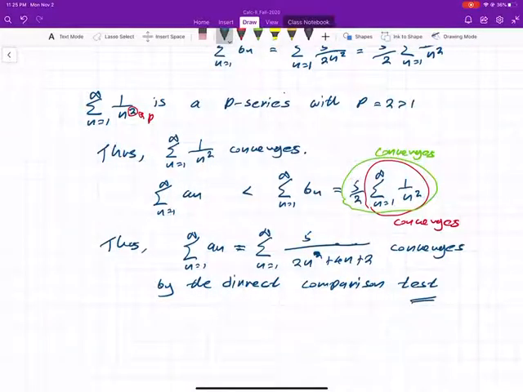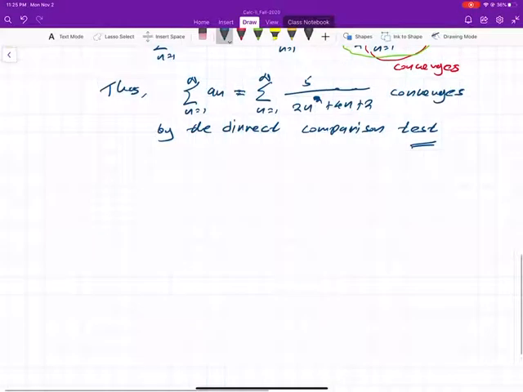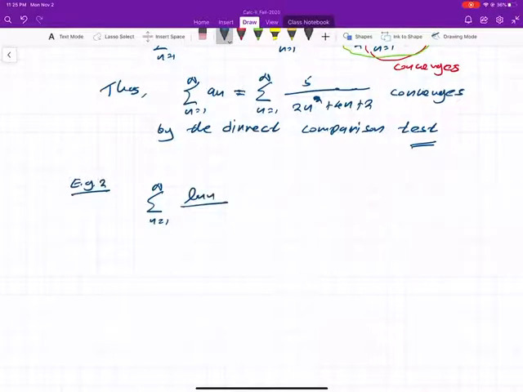That is example number 1. Let's move to example number 2. The example number 2 is this: sigma n goes from 1 to infinity ln n over n. You have to find whether this converges or diverges.